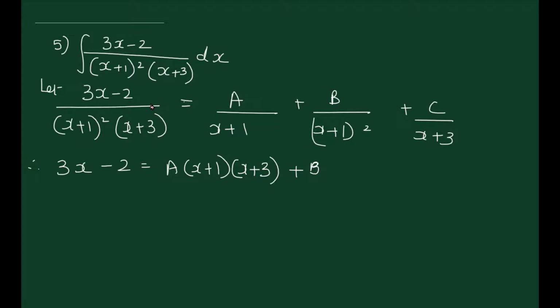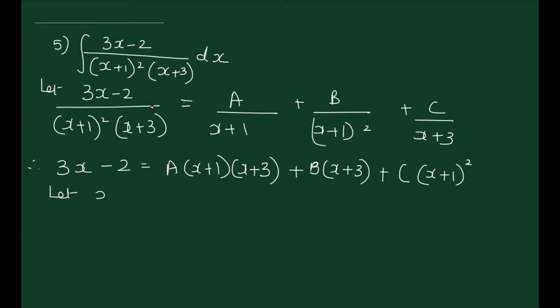So (x plus 1) the whole square, when it is cross multiplied with the denominator, the term gets cancelled, so we get b into (x plus 3). Same way, plus c into, (x plus 3) gets cancelled here, we get (x plus 1) the whole square. This happens when we cross multiply with the denominator. Okay, now we put each bracket as 0.